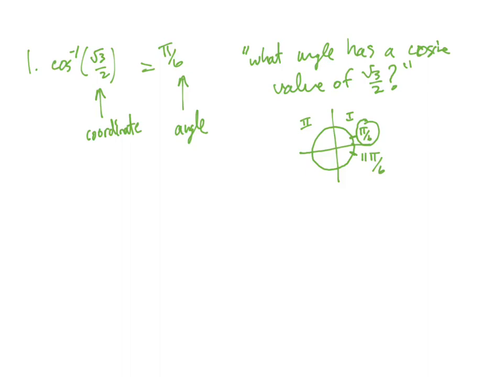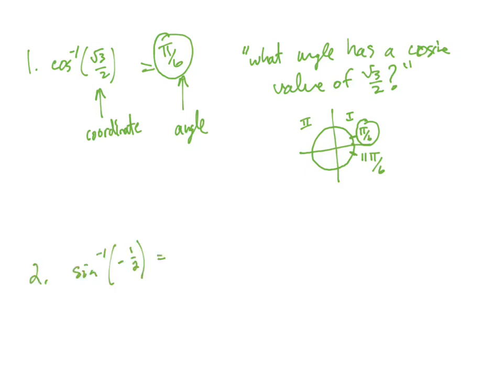If you give pi over 6 and 11 pi over 6 as the answer, that is incorrect. You need to only give one value, because all functions for a single input have a single output value. That is part of the basic definition of a function. So we must only have one output value here. All right, let's look at two more examples.